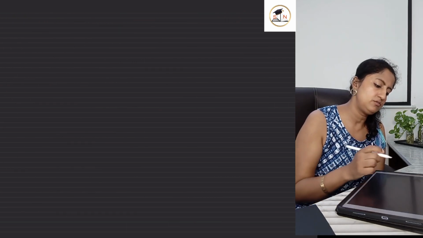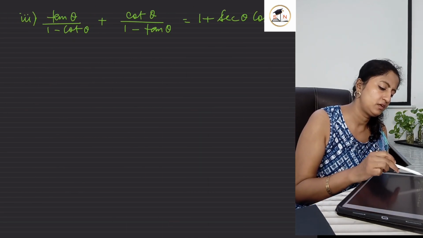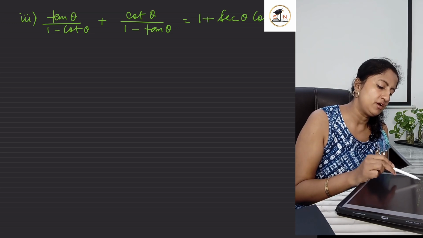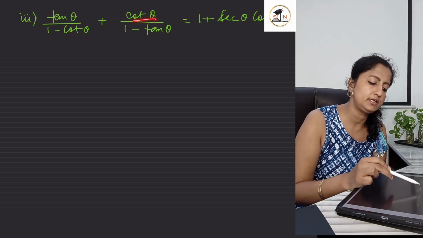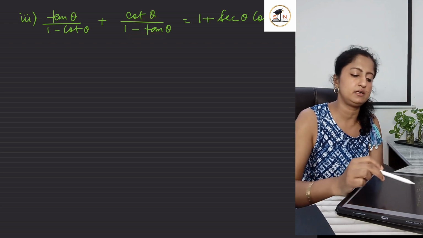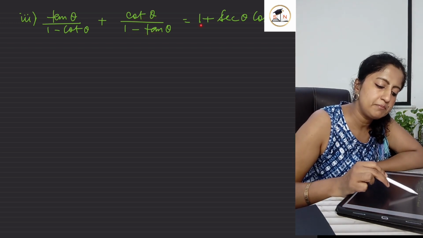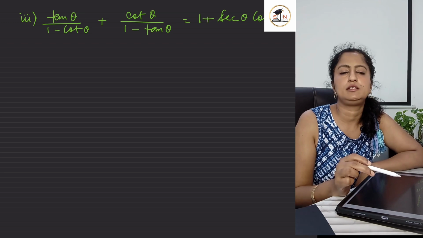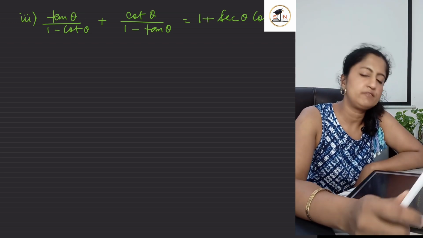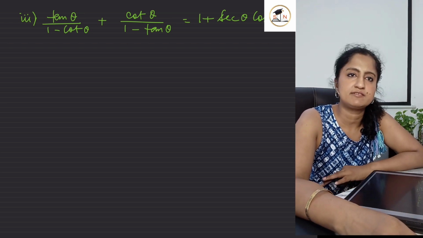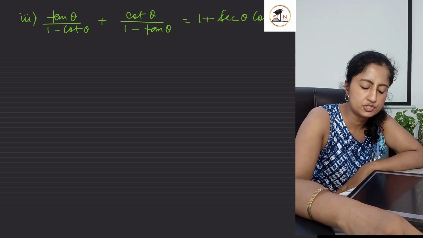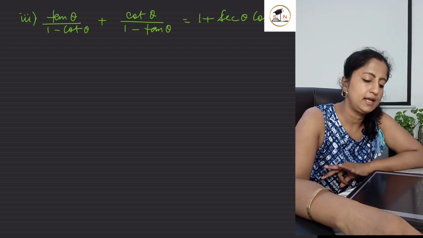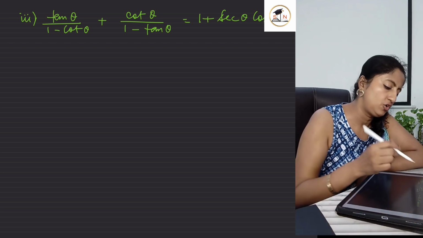Okay. Now, the third part. Third part says tan theta over 1 minus cot theta plus cot theta over 1 minus tan theta equals 1 plus sec theta into cosec theta. Now, on the left, we have tan and cot. On the right, we have sec and cosec. Everything is different. So, again, the first rule, convert things in terms of sine and cos.